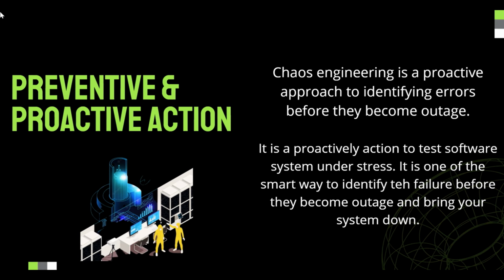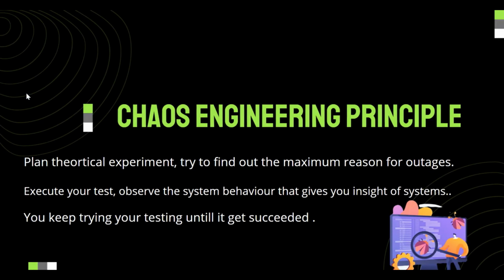It is one of the smart ways to identify failures before they become an outage and bring your system down, right? So let's suppose that something we build, we implement at the production level, and then after that if it fails, it may be an outage. But in such a scenario, where we can directly test on production, and if any failure occurs, we can tackle it at the same time. It means we get to know about the system behavior on production itself, right? There will be a very low probability of an outage, and that is the facility chaos engineering gives us. So now I'm going to talk about some principles of chaos engineering, and it is pretty simple.